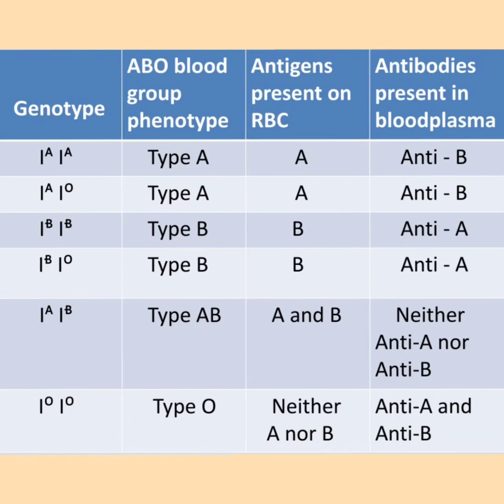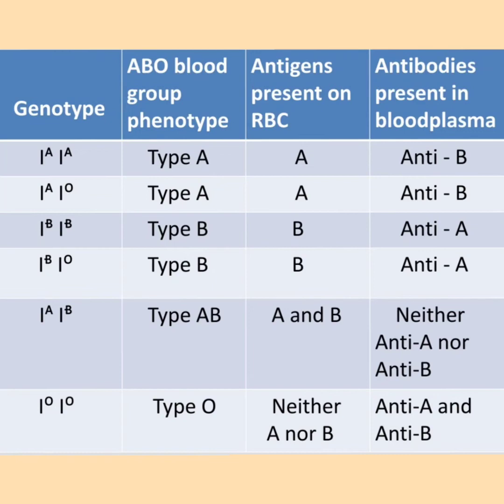If you take I^A and I^A, the blood group phenotype is A blood group, and the antigens present on the surface of the RBC are A antigens. The antibodies that are present in the blood plasma are anti-B antibodies. Next is I^A, I^O alleles. The blood group present is A, since the dominant allele is A, and the antigens present on the RBCs is A, and the antibodies that are present in the blood plasma is anti-B.